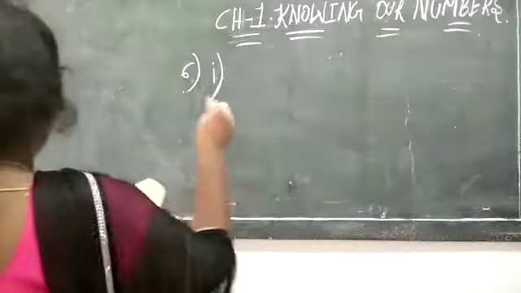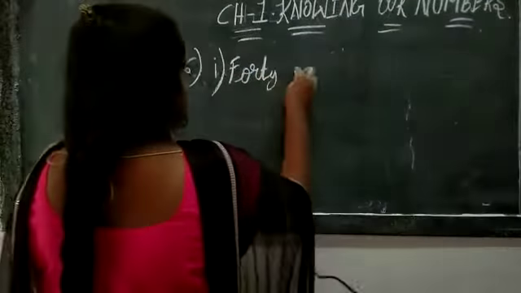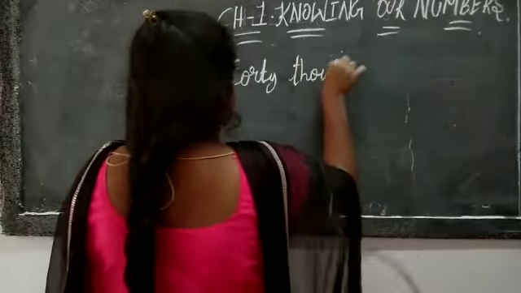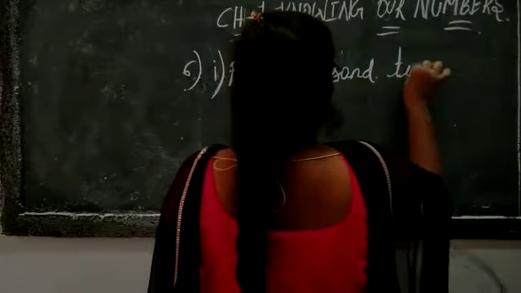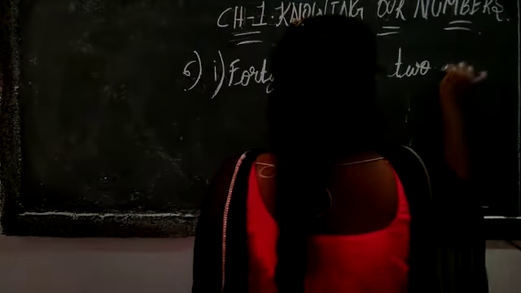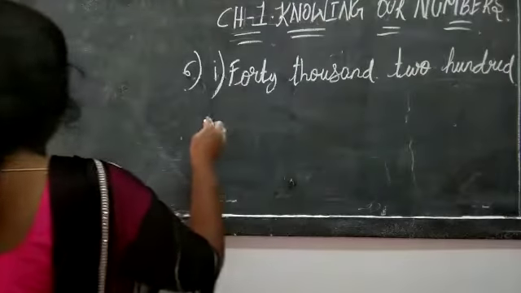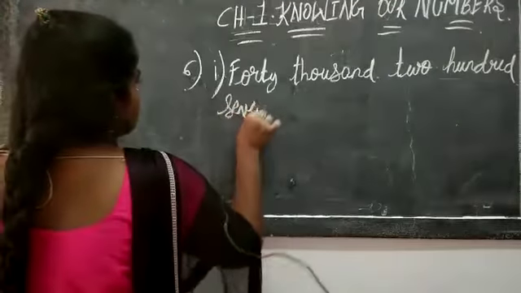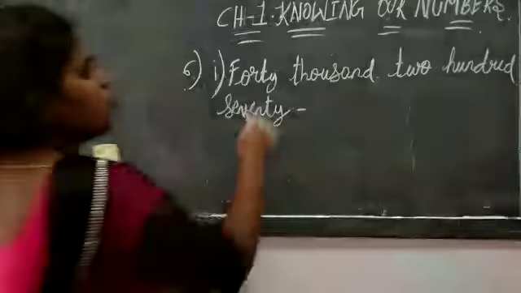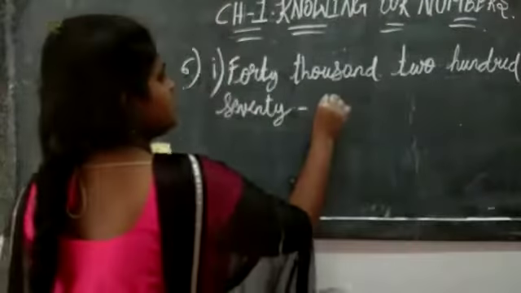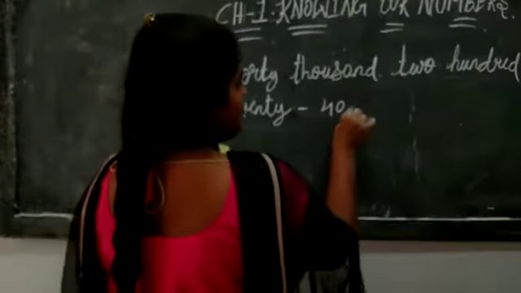Now in that first one, 40,000, 200, 70. 40,270. Now for 1,000, after a comma you will get 3 digits.